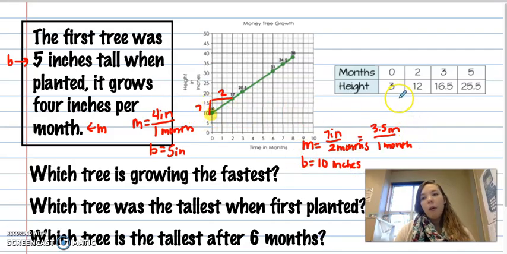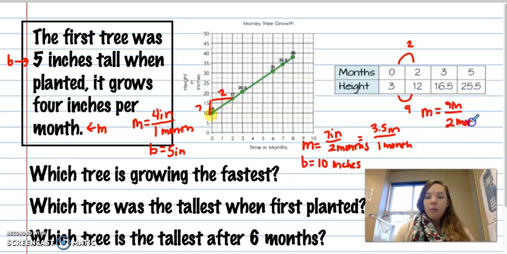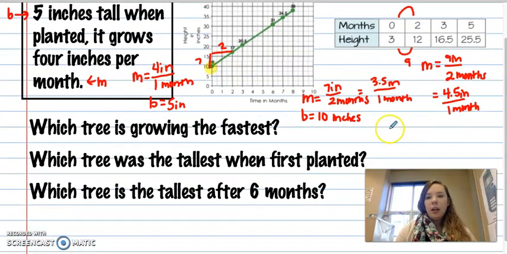Okay, for our table, it looks like we're going up 9 and then 2. So we are going to say that is 9 inches in 2 months. But again, we're going to simplify that to be 4.5 inches in 1 month so that we have the same time frame to look at. And then our B is wherever the 0 is. So in this case, it started at 3 inches.